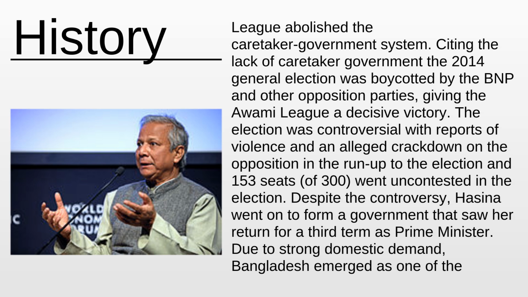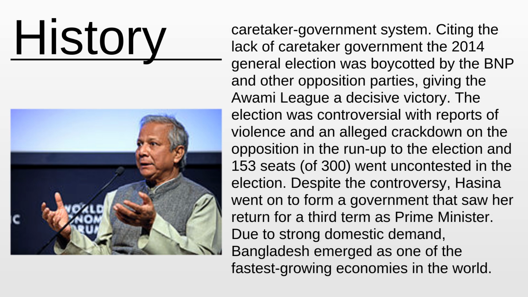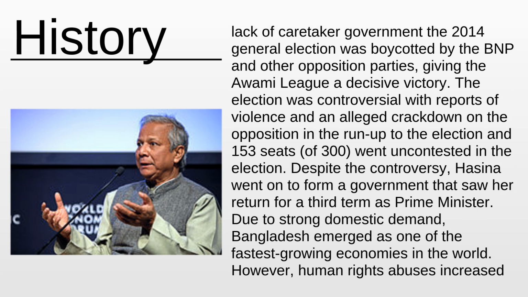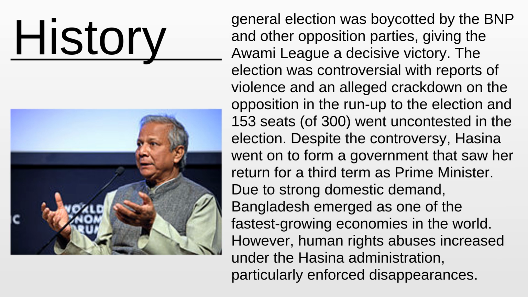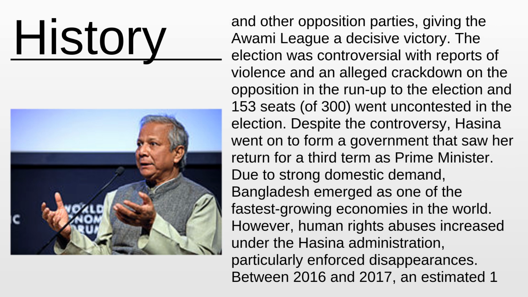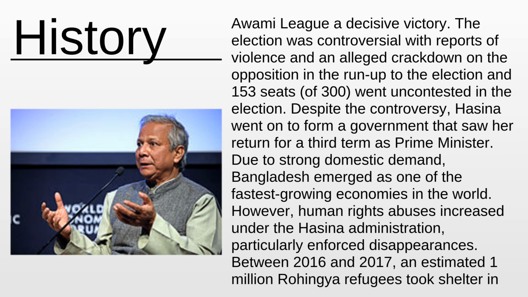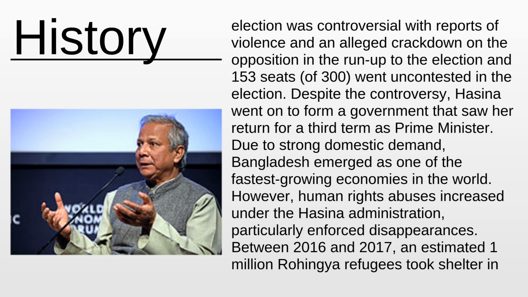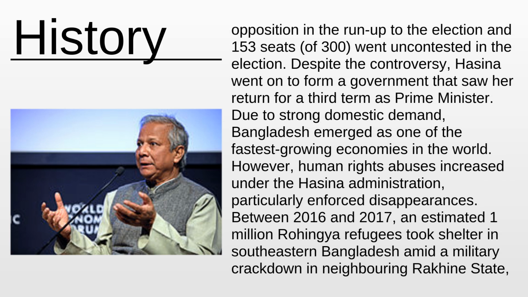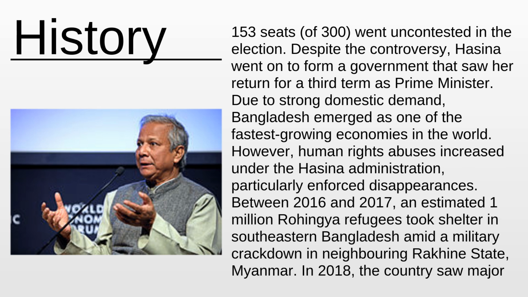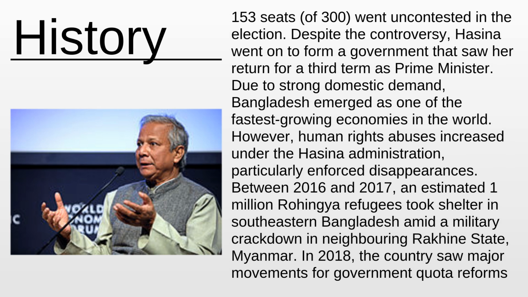The following year, the Awami League abolished the caretaker government system. Citing the lack of caretaker government, the 2014 general election was boycotted by the BNP and other opposition parties, giving the Awami League a decisive victory. The election was controversial, with reports of violence and an alleged crackdown on the opposition in the run-up to the election, and 153 seats, of 300, went uncontested in the election.